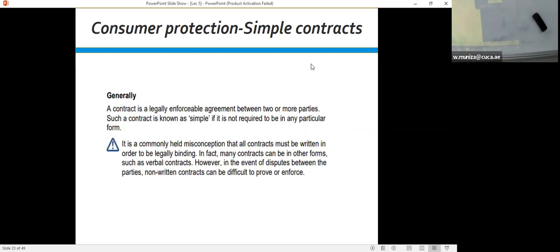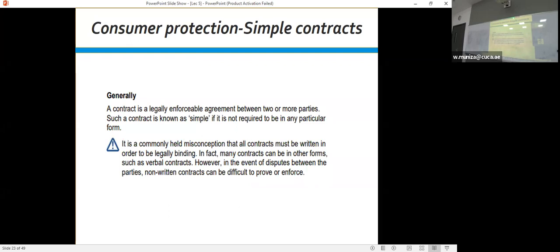Now, my dear students, under consumer protection, we are going to have a look at the term known as a simple contract. Generally, I have told you what a contract is. A contract is any agreement which is enforceable by law. When an offer is made and it is accepted, it is just known as an agreement. When that agreement is enforceable by law, it then becomes a contract.